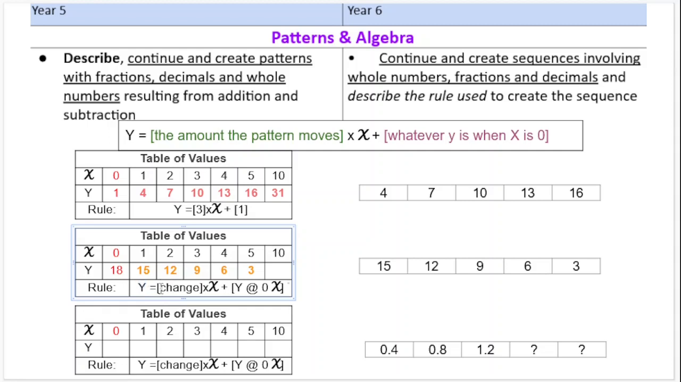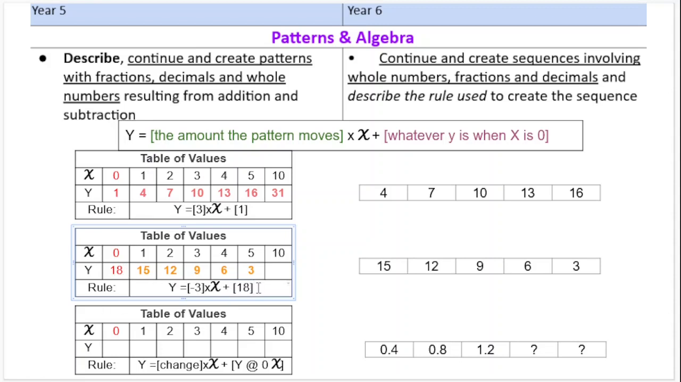So what is the change each time? What's happening each time? Yes, it's going down by 3. So if it's going down, we have to use a minus. So minus 3, a negative 3, times whatever is in the x. We'll explain that in a second. And in other words for this, what y is when x is 0. x is 0 at 18.